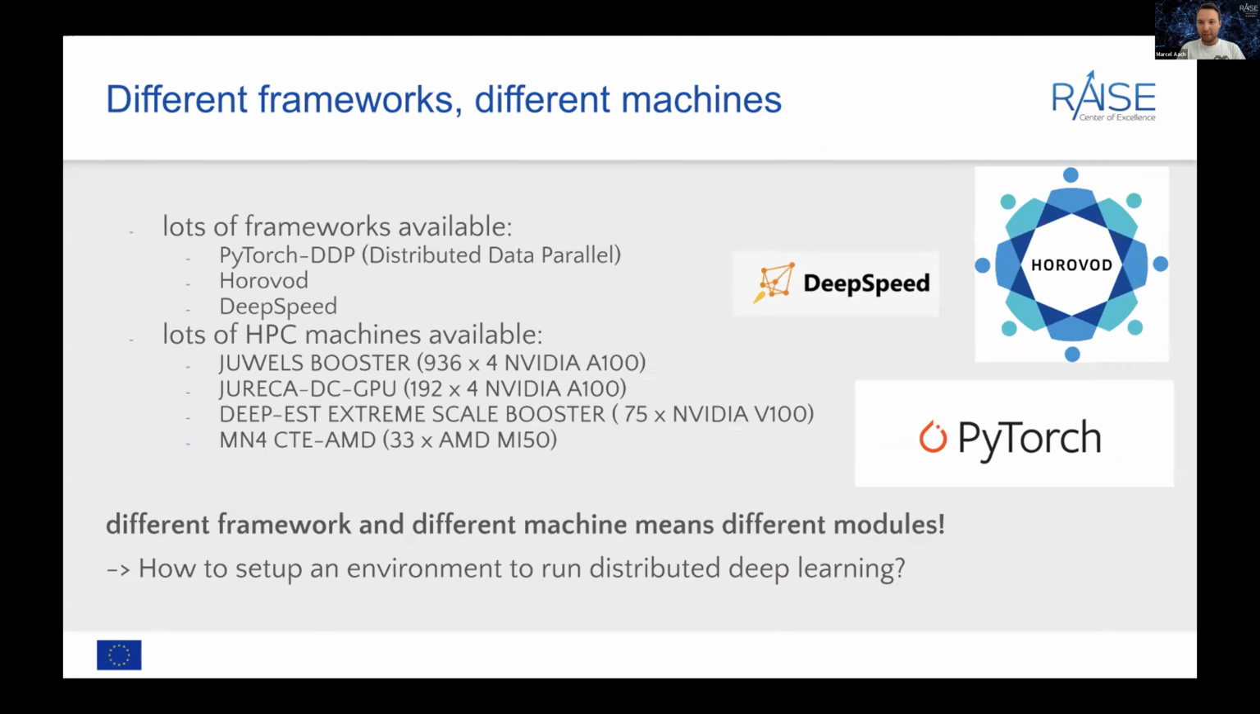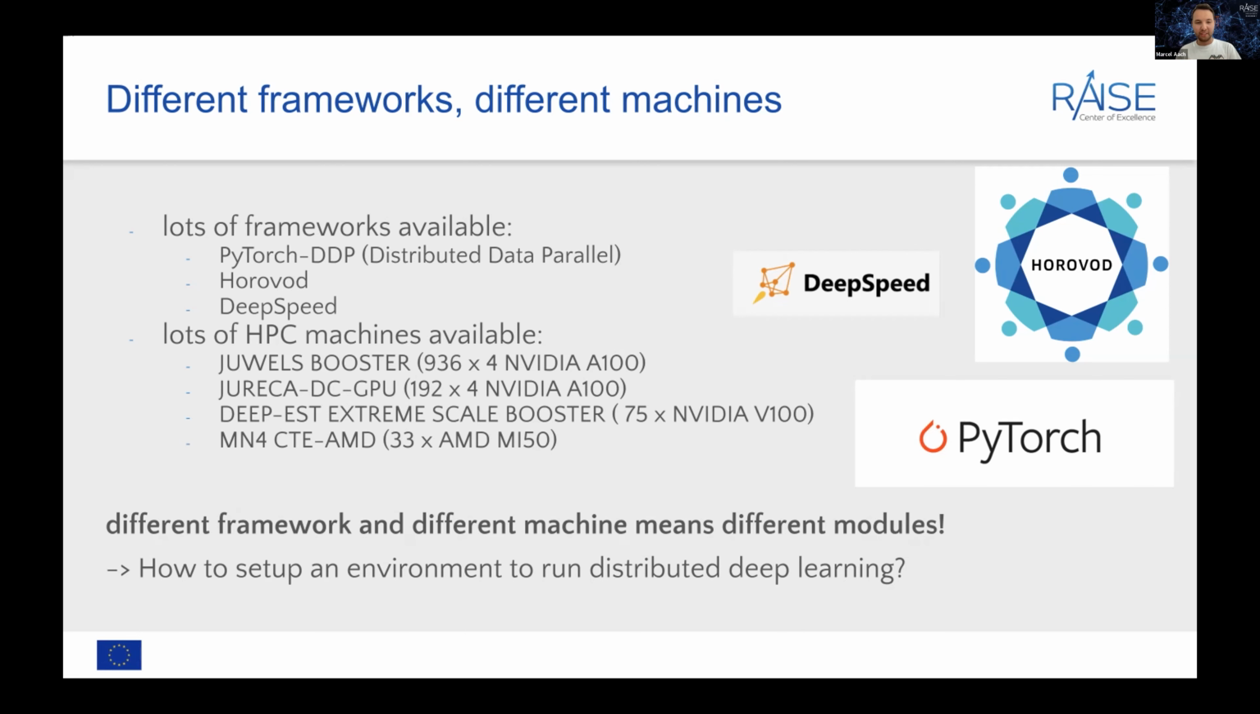The problem you maybe already had when you've been active in this project is that there are lots of different frameworks available. The three most common ones that I will focus on here are PyTorch DDP, Horovod, and DeepSpeed. And in all cases, I will only focus on the data parallel functionality of those frameworks, although DeepSpeed also is very well suited to be used for model parallelism.